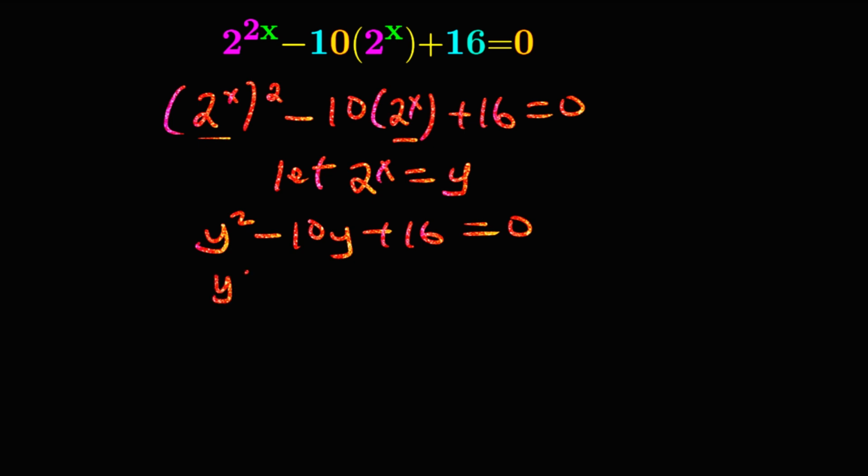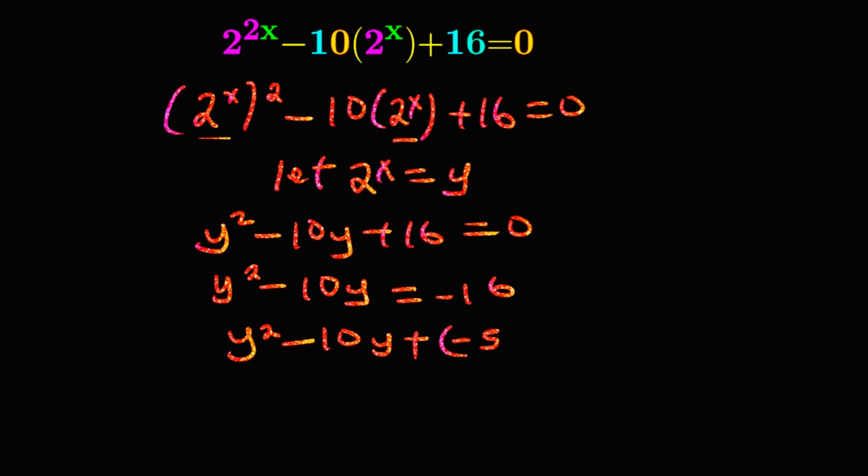We start by taking the constant term to the right. So we have y squared minus 10y equals negative 16. So we introduce a new c to the left. So we have y squared and minus 10y plus half of negative 10, that is negative 5 squared, equals negative 16 plus negative 5 squared.